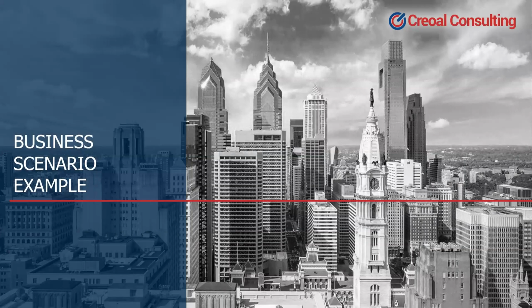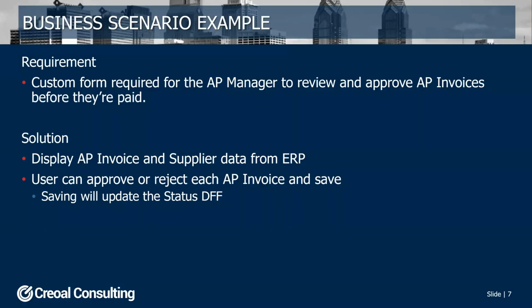So to cover the business scenario example, this is what we'll be considering today. In this case, the requirement is that the client wants a custom form, which will be in Visual Builder, so that their accounts payable manager can review and approve all of their AP invoices before they're paid. So the solution for this is to display all the AP invoice and related supplier data from the ERP instance in the Visual Builder form.